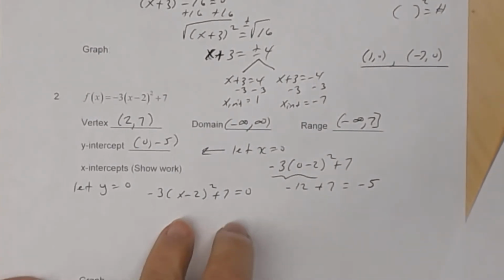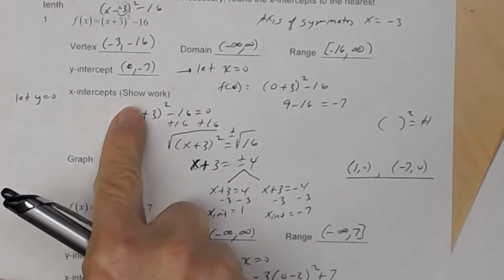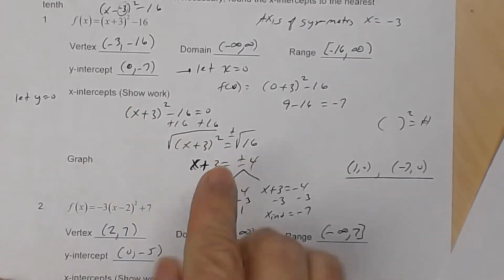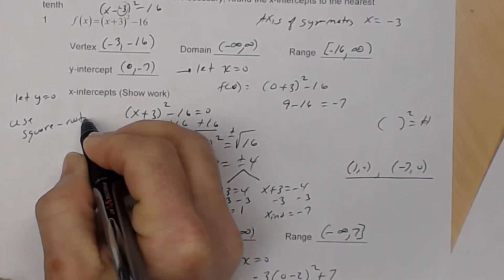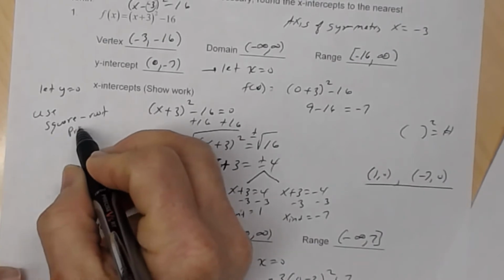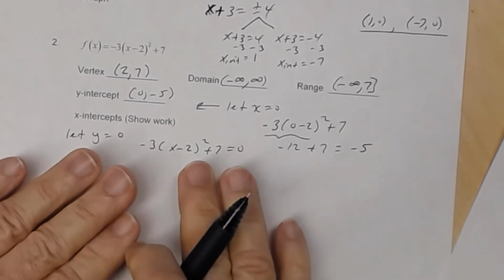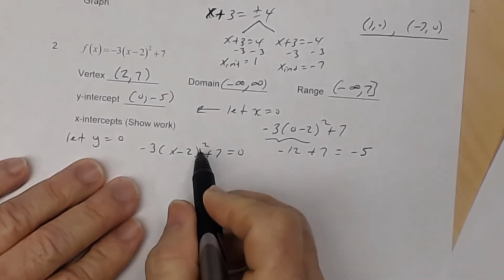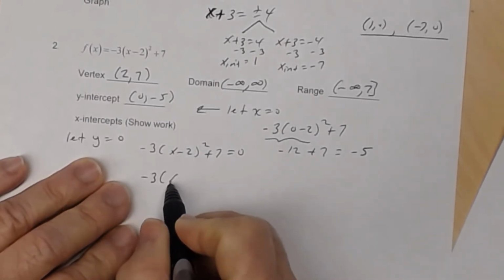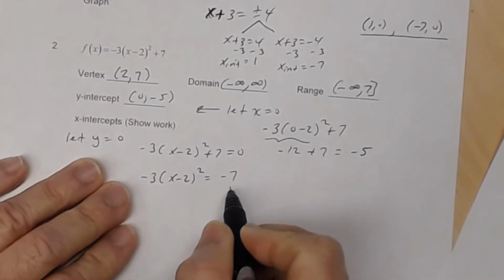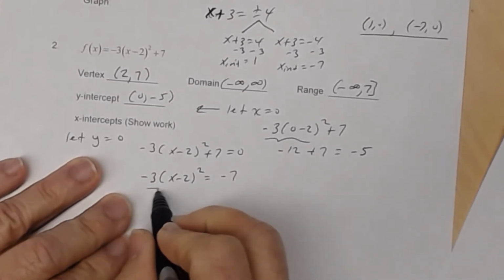Now, whenever it's in vertex form and you're finding the x-intercepts, just like we did here, you want to use the square root property. You had that on a previous test. To be able to use the square root property, that means I've got to get x minus 2 squared by itself. So let's get rid of this 7 first. So I get negative 3 times x minus 2 squared equals negative 7. Then I'm going to divide both sides by negative 3.